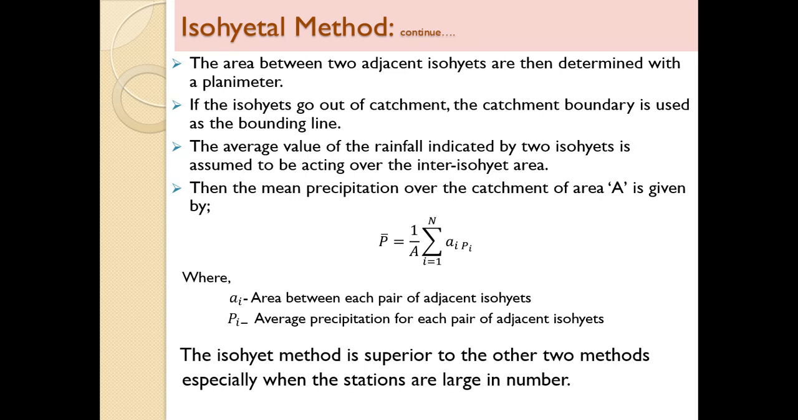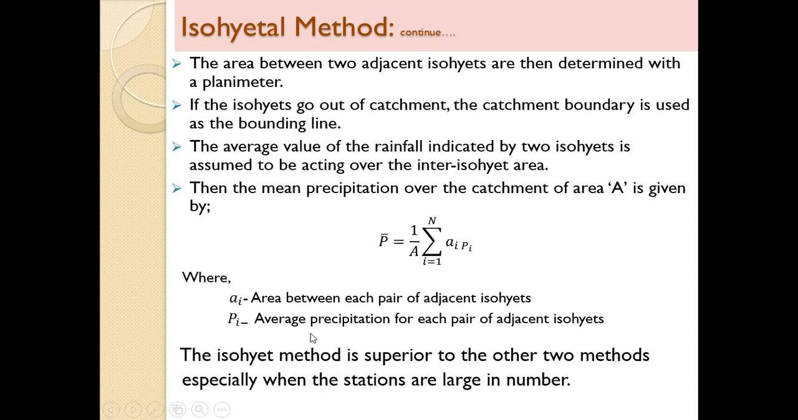inter-isohyet area. And then the mean precipitation over a catchment is determined as P bar equals summation of Ai Pi, from i equals 1 to n, that is A1 P1 plus A2 P2 plus A3 P3 and so on, divided by the total catchment area. The most important thing is that Pi is the average precipitation for each pair of adjacent isohyets. This is important. Pi is nothing but the average of two isohyets.